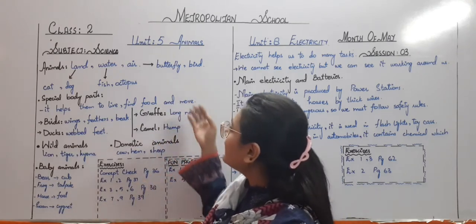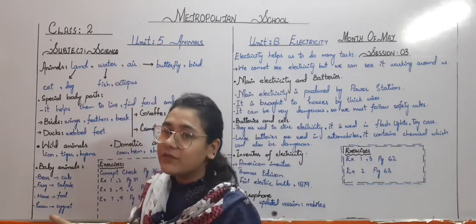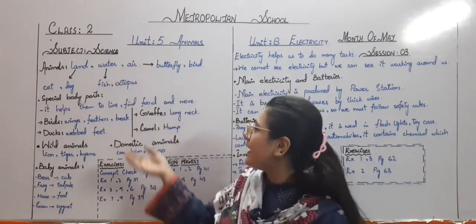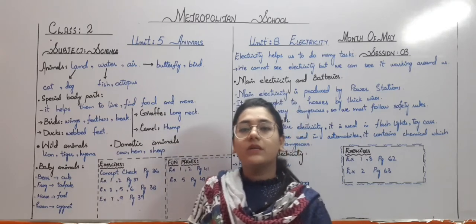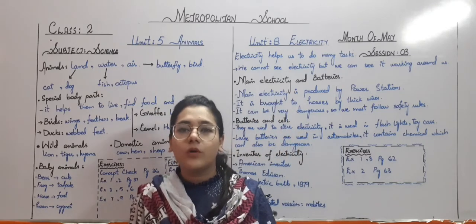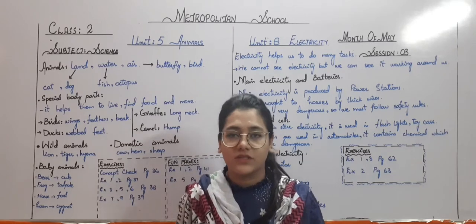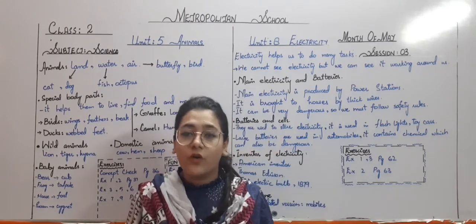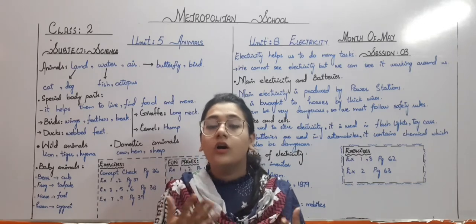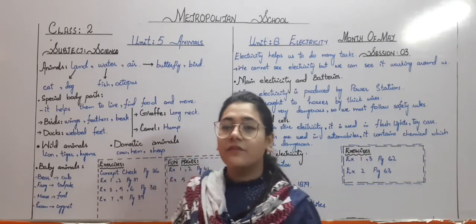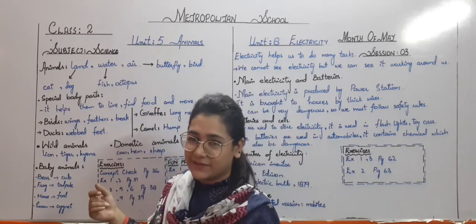Then we have water animals, active animals which live in water, like fishes and octopus, right? What is a fish? Its whole life it lives in water, and the same goes with the octopus. But there are some water animals which we also find on the ground, like frog, crocodiles, snakes. We can also find them on land as well, right?